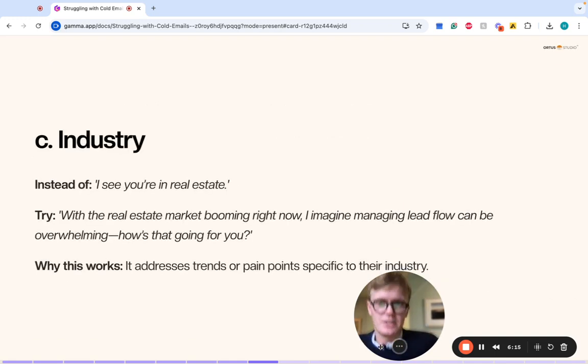The next one could be industry. So instead of, I see you in real estate, by the way, I'm saying these examples instead of, you'd be so surprised how many emails I get that go into my spam folder. People have literally just spun up an email and it says, insert company name here, insert industry name here. It happens, and it's unbelievably common. So you just don't want to be doing that.